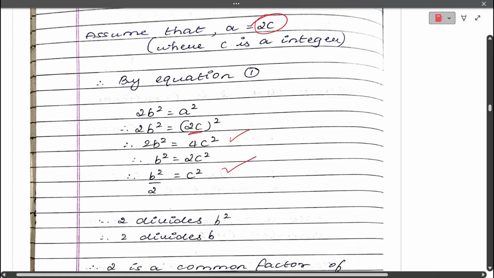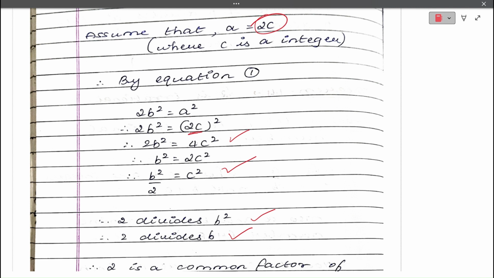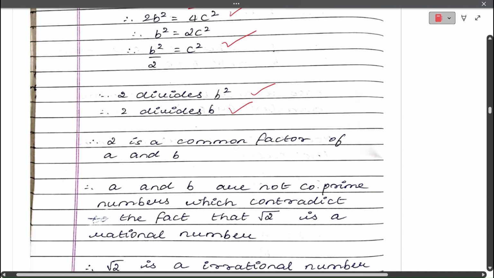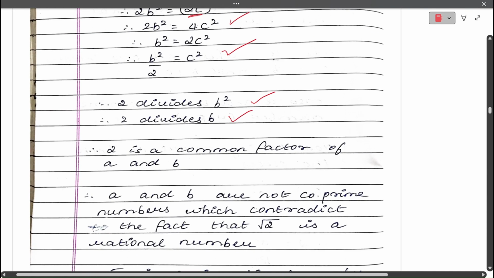So here 2 divides b square and 2 divides b. 2 is a common factor, right? You can see 2 is dividing both a and b. So 2 is a common factor for a and b. That means a and b are not co-primes. Our assumption is wrong. We have taken a and b to be co-prime numbers, right? So here our assumption has failed. So a and b have an HCF other than 1. So 2 is its HCF over here.